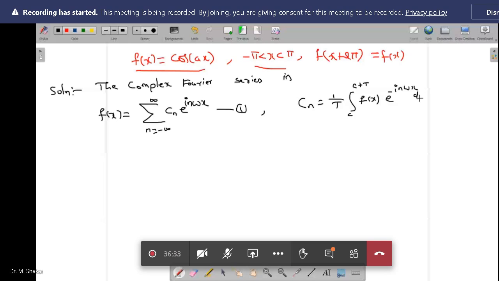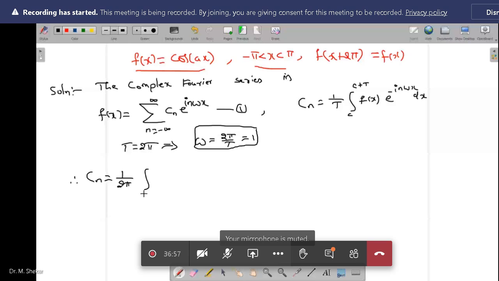So we have f of x and we have the period T is 2 pi, so it implies omega, that is 2 pi by T, is 1. So this omega again in this case is 1. So now I can easily compute Cn. Therefore Cn is 1 by 2 pi integration from minus pi to pi, so c is minus pi, f of x is cos ax into e to the power i nx, so omega value is 1, into dx.